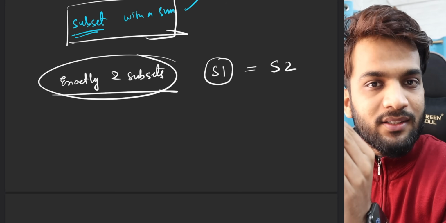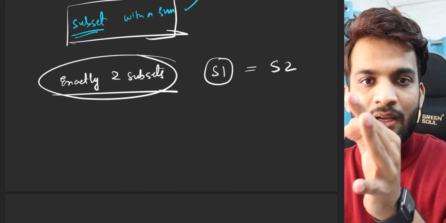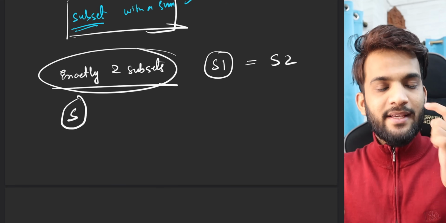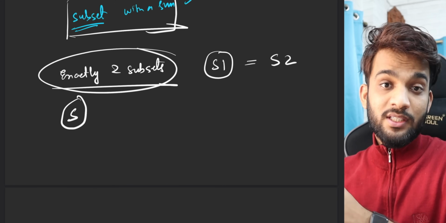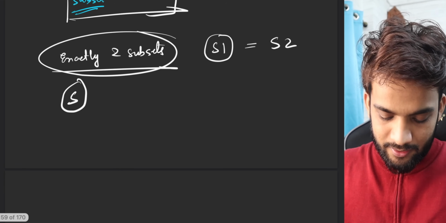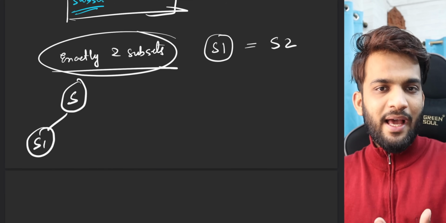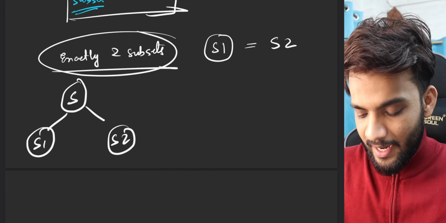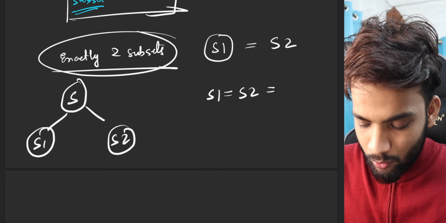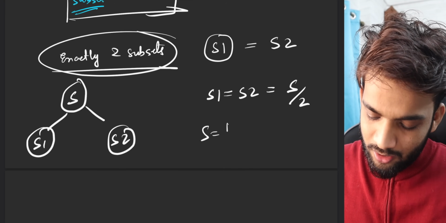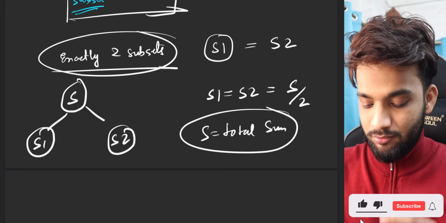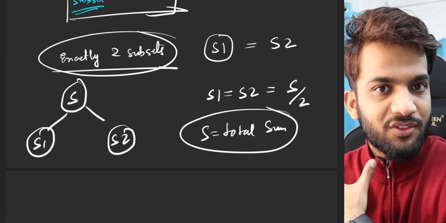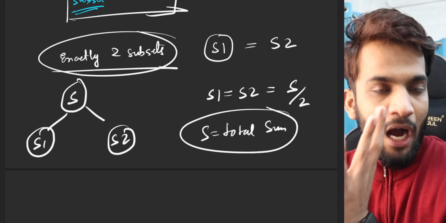So can I say this? If I'm saying the entire array sum is S, and I'm dividing them into two blocks, I repeat, I'm dividing them into two blocks, then one of the subsets will have sum as S1 and the other one will have subset sum as S2. And I know S1 is equal to S2, which will be equal to S by 2, where S is the total sum. Do you agree or do you not agree? You have to, because if I'm dividing an entire array into two different subsets, the sum of a single subset will be half of it, right?